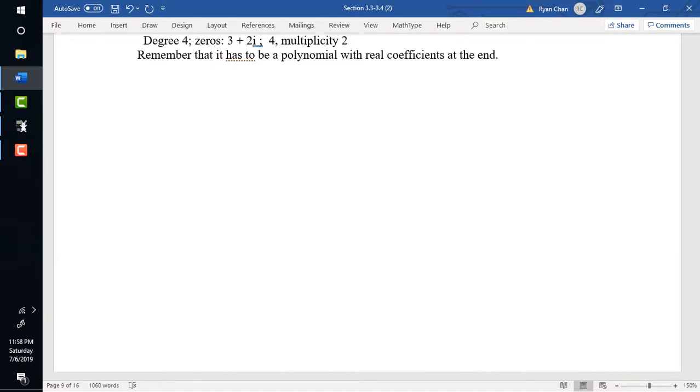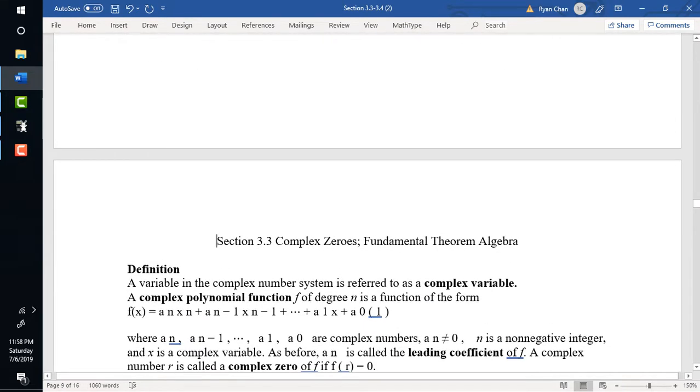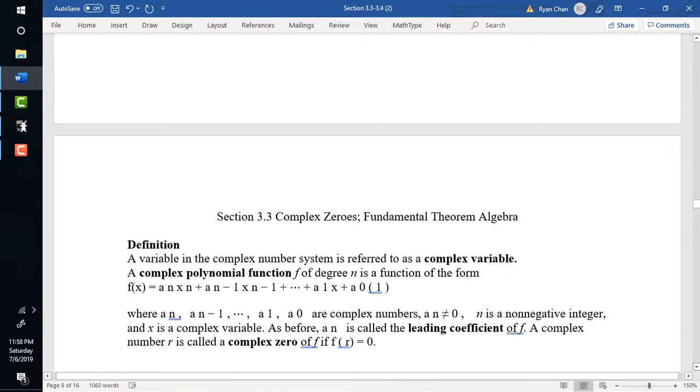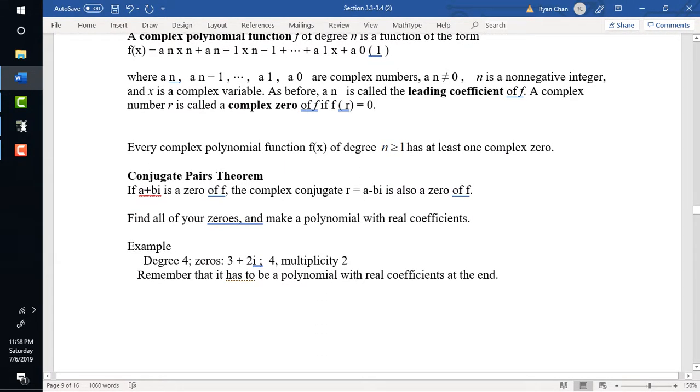So 3.4 essentially deals with the situation of finding zeros for polynomials, except this time we're going to be talking more about imaginary, or what we call complex numbers, okay? Now, ideally, you should know what complex numbers are, okay? But let's just do a quick review of what we want to talk about.